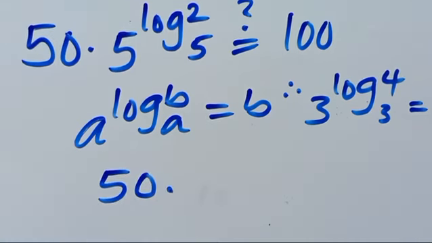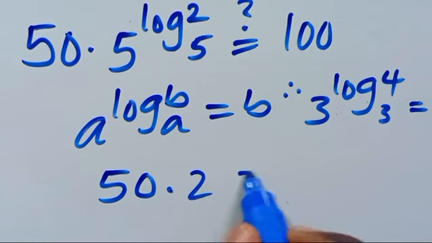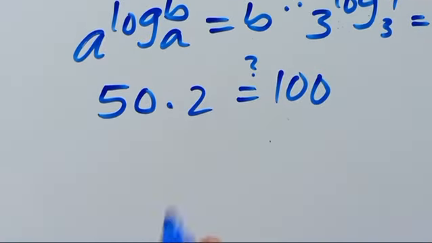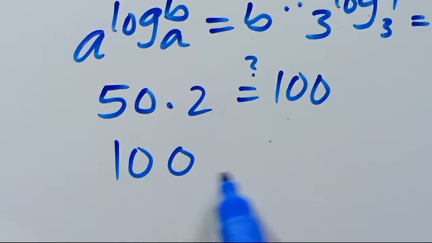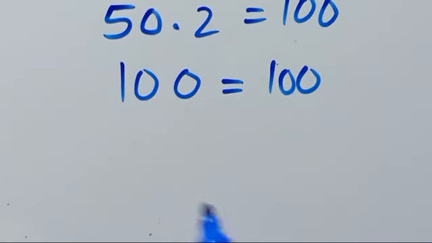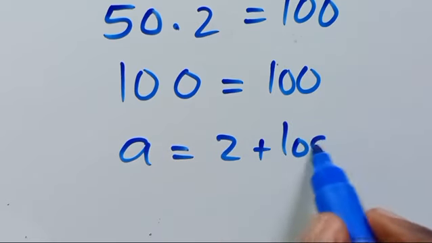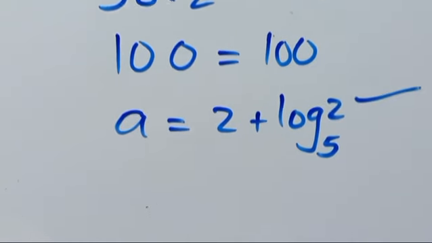multiplied by this, and this and this are the same, we have here to be 2. Then it's going to give us 100. 2 times 0 is 0. 2 times 5 gives 10, making it 100, equals 100. So therefore, a equals 2 plus log 2 in base 5 is correct.